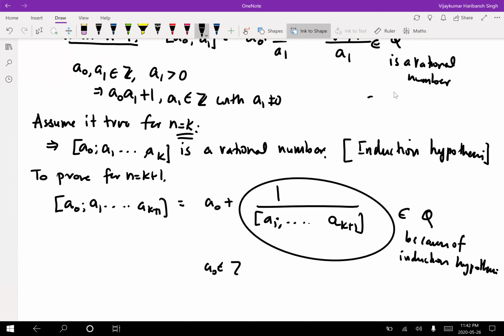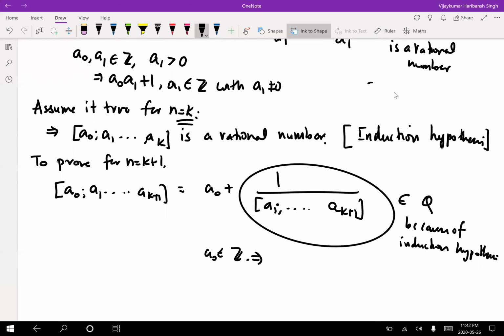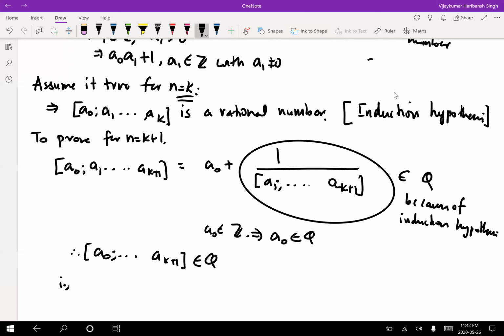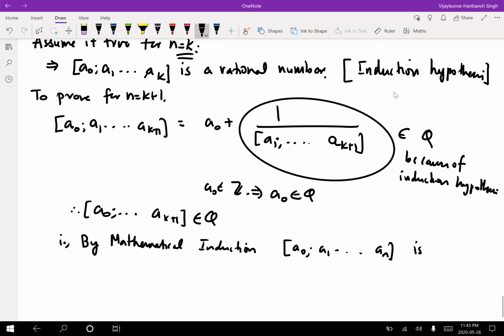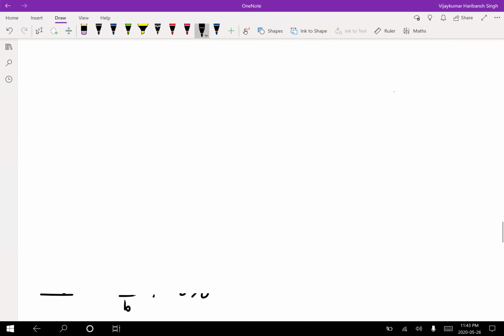And your a0 belongs to Z, so a0 also belongs to Q. If you add two rational numbers, you get a rational number. Therefore [a0, ..., ak+1] belongs to Q, that is, it is a rational number. Therefore, by mathematical induction, [a0, a1, ..., an] is a rational number. So you showed that any arbitrary finite continued fraction represents a rational number. So that is this theorem here, and both the theorems now make sense.